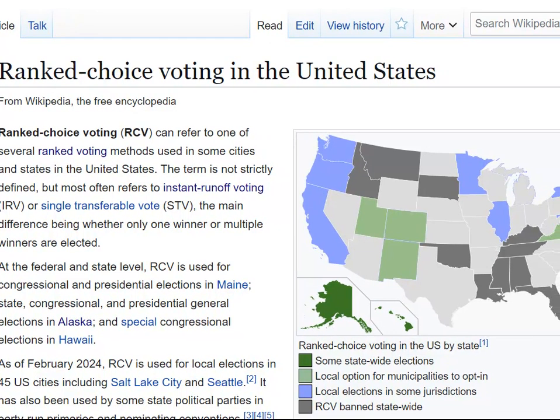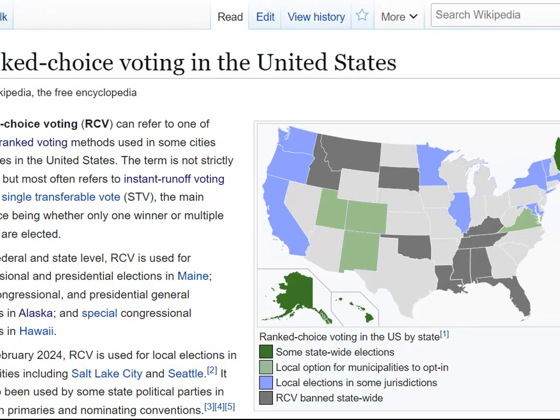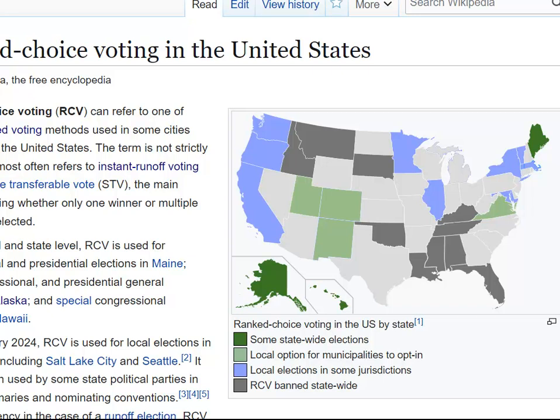All right, so this is ranked choice voting, which is interesting to us in Alaska because we just established that in 2022. Respectively, the measure was up in 2020. And so here's a map of the United States, and it's some statewide elections. As far as senators, representatives, and the president are concerned, it is only Alaska and Maine that do that. And then you see that certain things, local elections or municipalities, or actually RCV banned statewide.